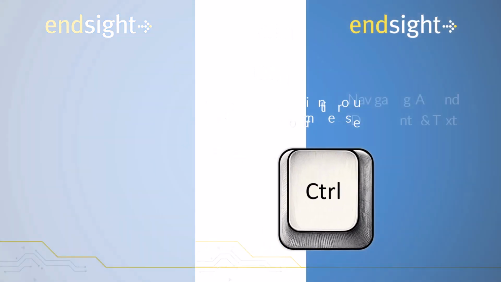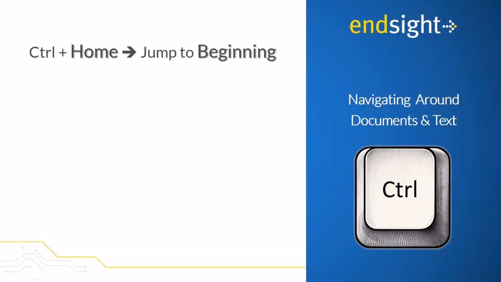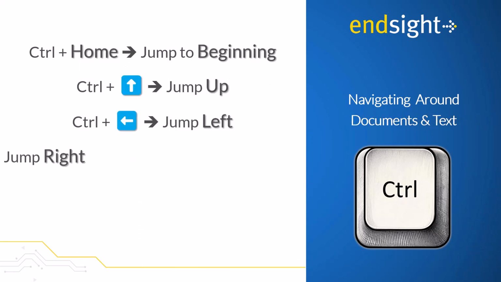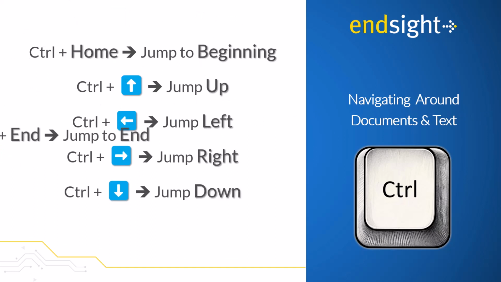Now, say you wanted to navigate around your documents. Say, go up to the very beginning. You can use Control Home to get there. Jump up to the next break using the up arrow, once to the left, once to the right, once down. Again, all arrow keys in the direction you want to go. Now, say if you wanted to go to the end, just use Control N.